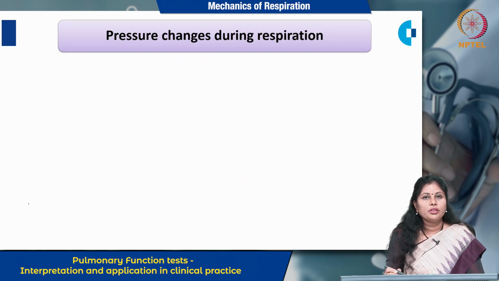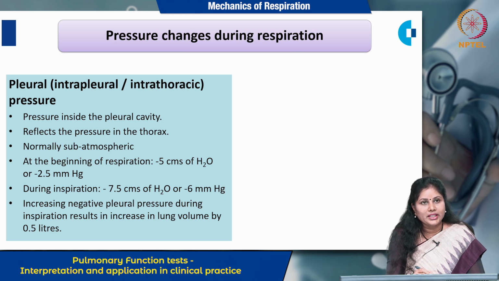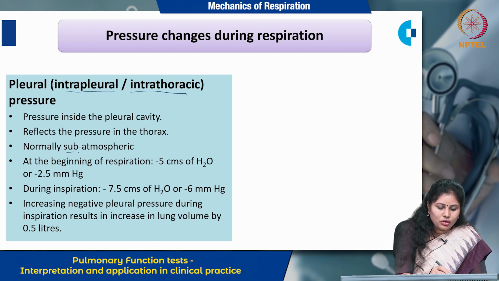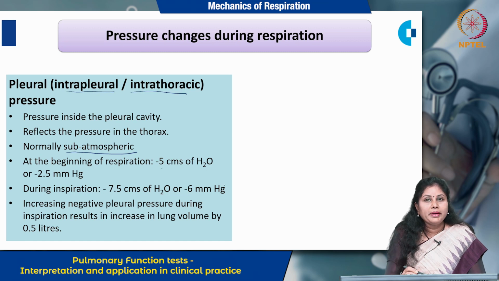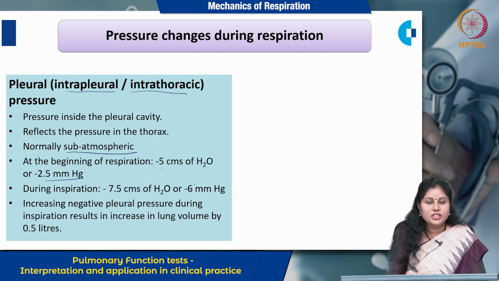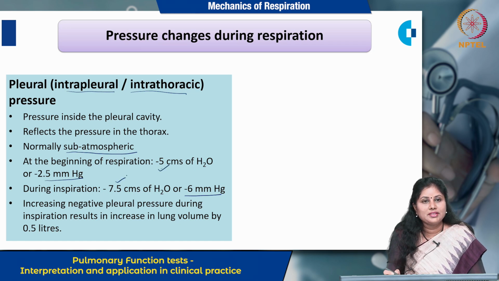So, let us discuss the pressure changes that happen during inspiration and expiration. We saw that the pressure inside the pleural cavity, which represents the pressure of the thoracic cavity, is the intrathoracic or intrapleural pressure, and it is always subatmospheric in nature. At the beginning of inspiration, the pleural pressure is usually negative, minus 2.5 millimeters of mercury. Now, it becomes more negative at the end of inspiration, to minus 6 millimeters of mercury. In terms of centimeters of water, it changes from minus 5 to minus 7.5 centimeters of water.